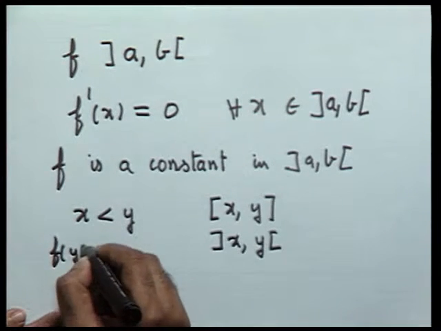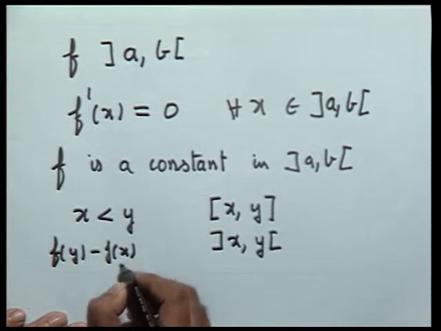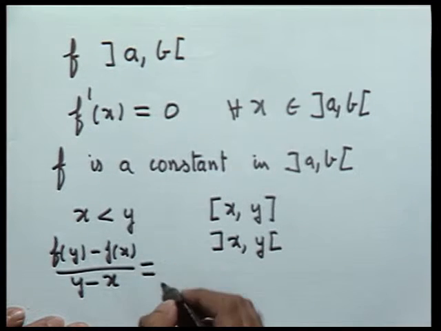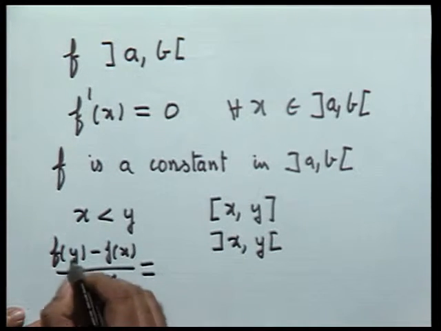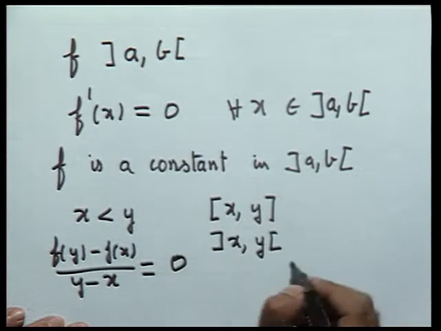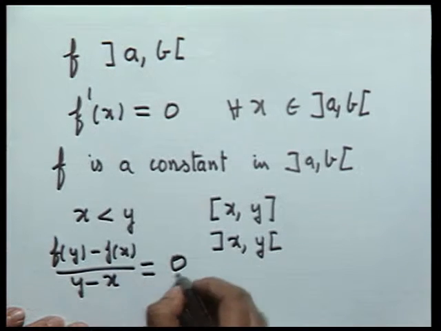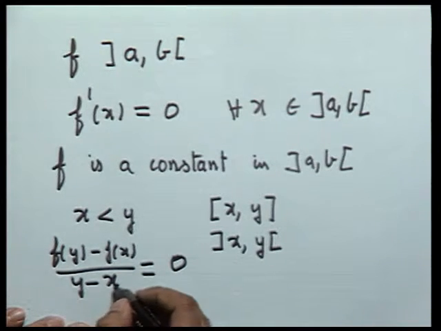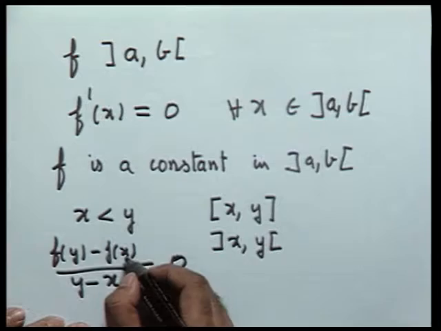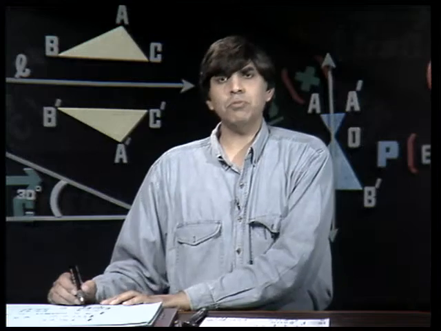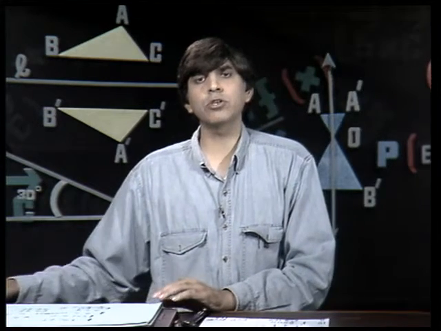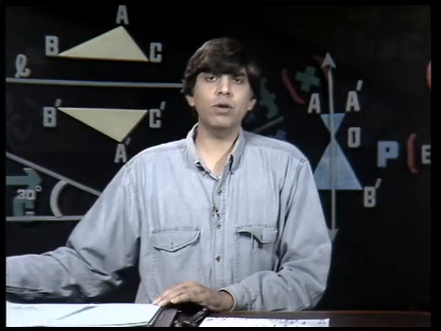It says f of y minus f of x divided by y minus x must be equal to the derivative of the function at some point c between y and x, but the derivative is 0 everywhere. So, f of y minus f of x by y minus x is equal to 0. Since y minus x is positive, I get f of y minus f of x is 0, which means f of y is equal to f of x. This just means that for any x and y, f of y is equal to f of x, and therefore, the function is a constant. But there is something I must tell you over here.